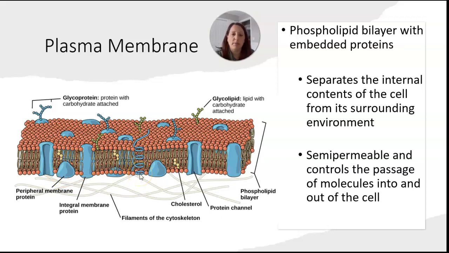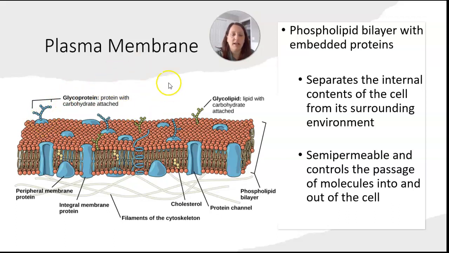Okay, so there's going to be phospholipids arranged in a bilayer. There's going to be proteins embedded in it. If it's an animal cell, the plasma membrane will also have cholesterol embedded in that membrane. And then we also see, if we look at the outside, carbohydrates attached to lipid molecules. Those are called glycolipids. And if we have carbohydrates attached to a protein, that's called a glycoprotein.